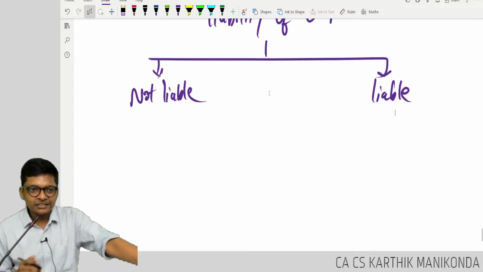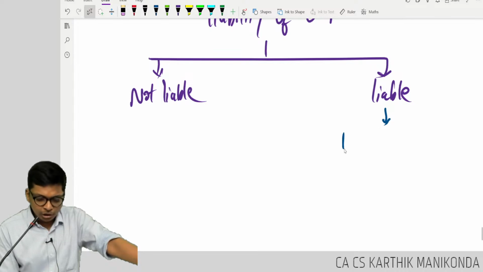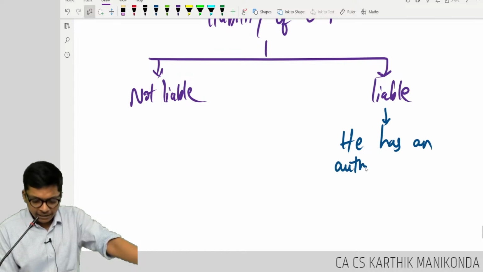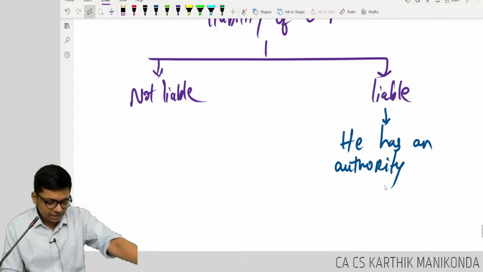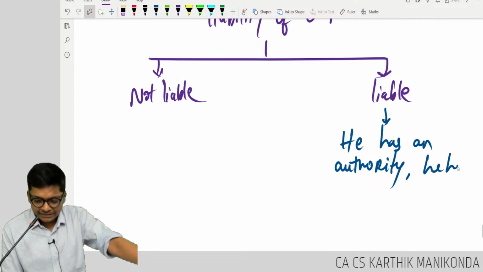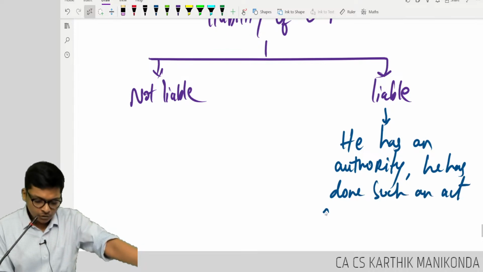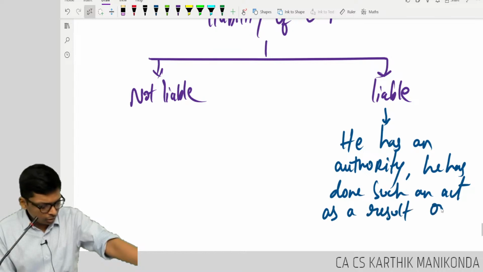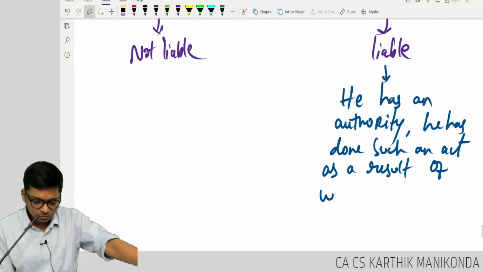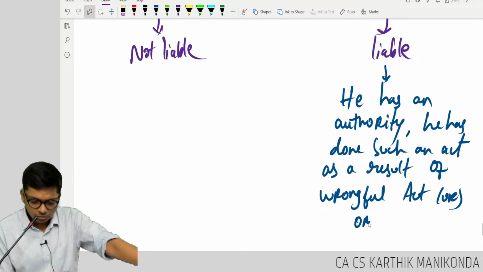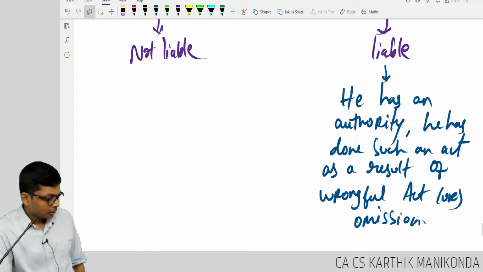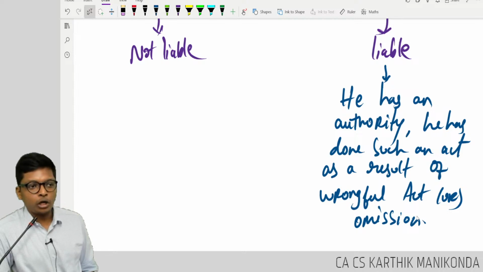That I'm going to write now in English, guys, for the sake of the exam. Examiner doesn't want Hardik Pandya and all. Write down: LLP is liable when he has an authority. Here, who is he? Partner has an authority. He has done such an act as a result of wrongful act or omission.